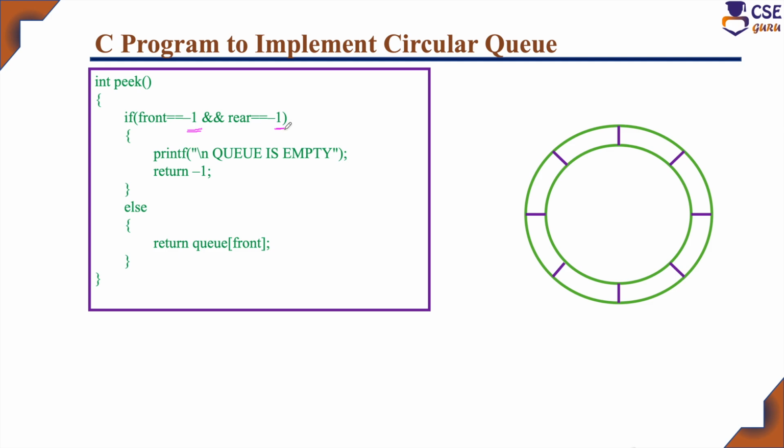So if front and rear are pointing to the -1 memory location, in the sense that the circular queue is empty, it will return -1 as the result. Else, it will just return queue of front.